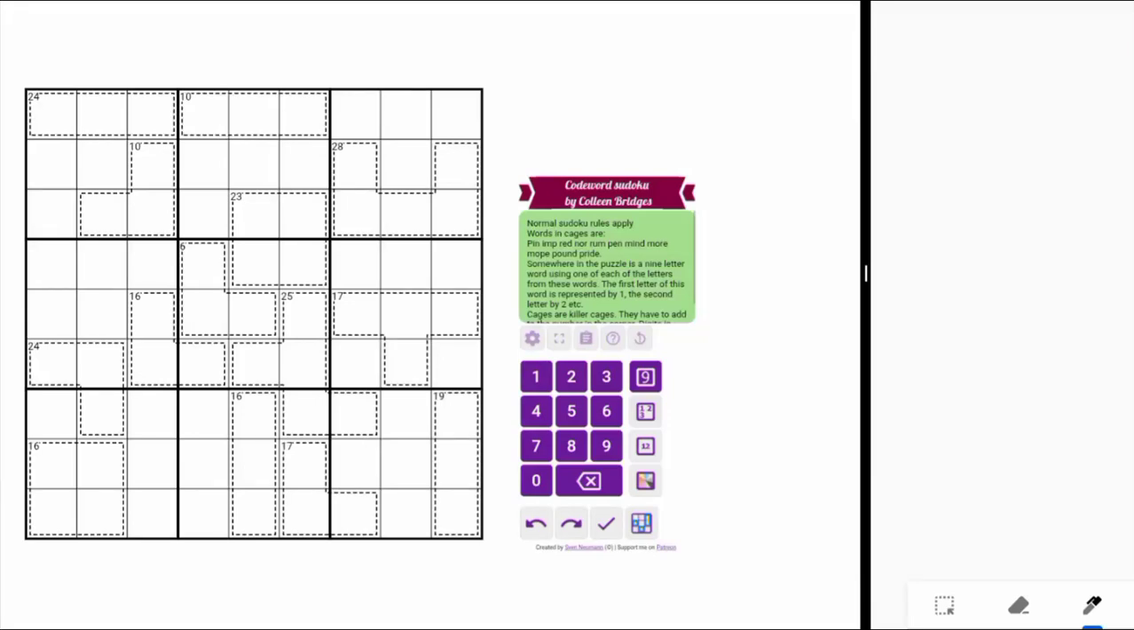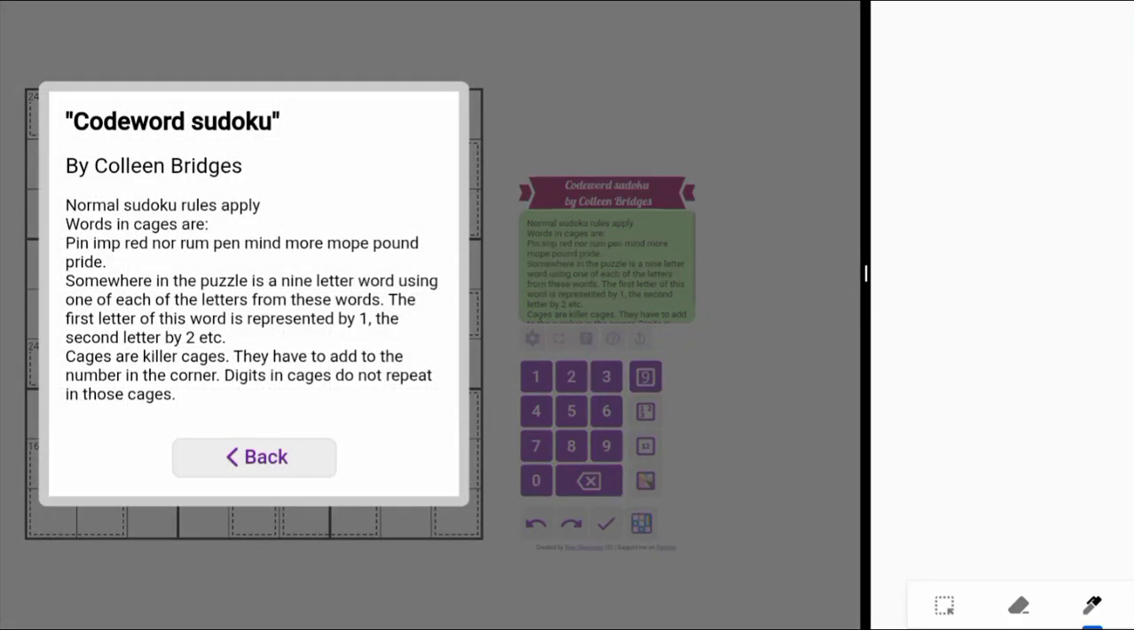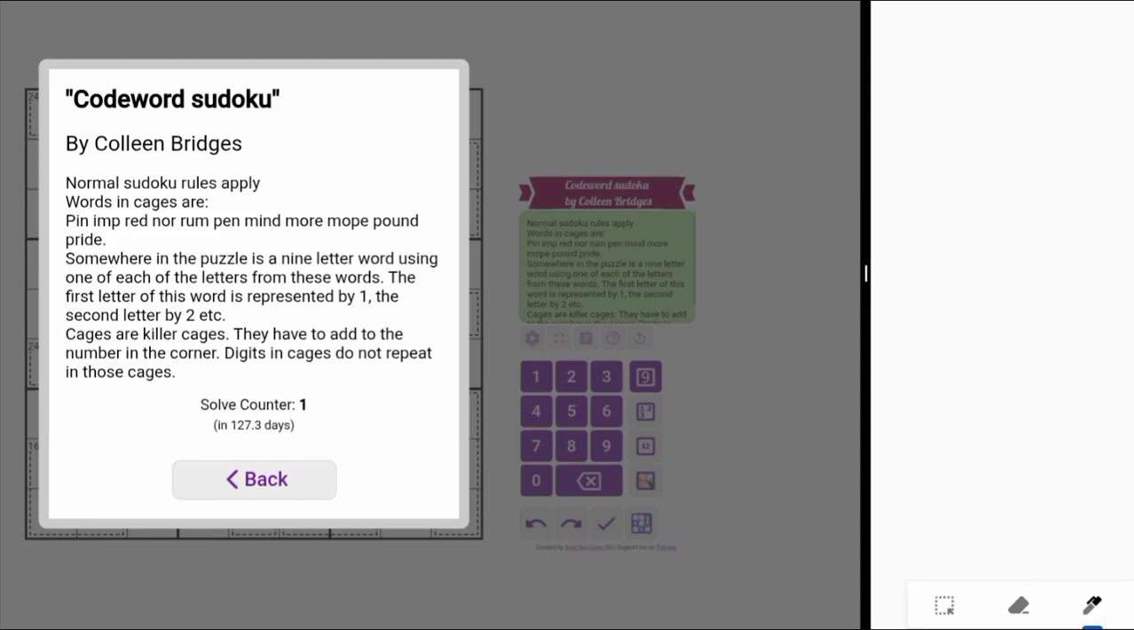Hello, welcome back. This is a new style of Sudoku called a Codeword Sudoku that I have made, and it's basically a killer Sudoku with a slight twist. So there's some different rules that I've added, and I'll go through those with you. Normal Sudoku rules apply. Words in cages are pin, imp, red, nor, etc. So those words have to go into the killer cages in some way or other.